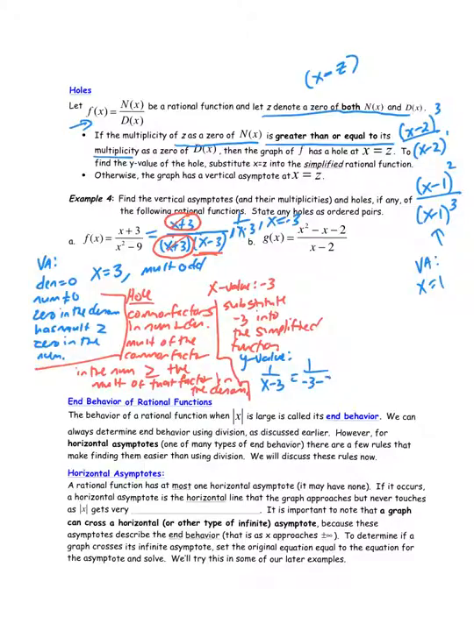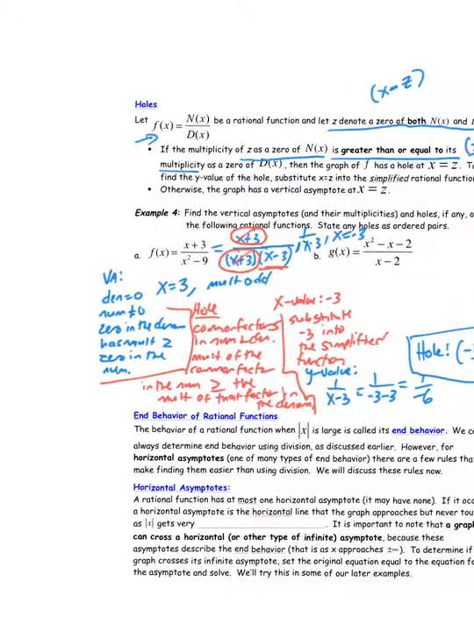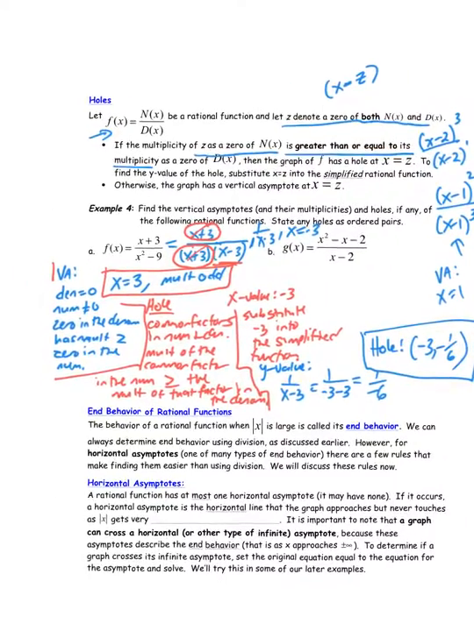So 1 over negative 3 minus 3, which is 1 over negative 6, which means we are going to have a hole at negative 3, negative 1/6. All right, so we found our vertical asymptote and our hole. So the vertical asymptote, remember, was at x equals 3 with odd multiplicity, and our hole is at negative 3, negative 1/6.